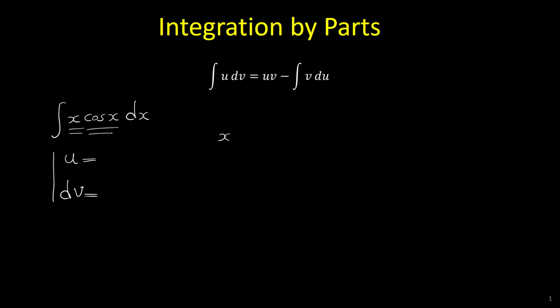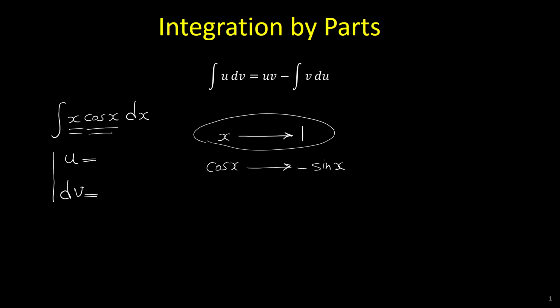If we choose x to be u, the derivative of x is 1. If we choose cosine of x to be u, the derivative of cosine of x is negative sine of x. When we take the derivative of x, we get 1, which is a simpler function. But when we choose cosine of x to be u, the derivative of cosine of x is negative sine of x, which is not really a simpler function. So in this example, we choose x to be u.